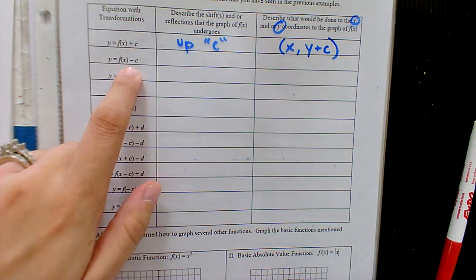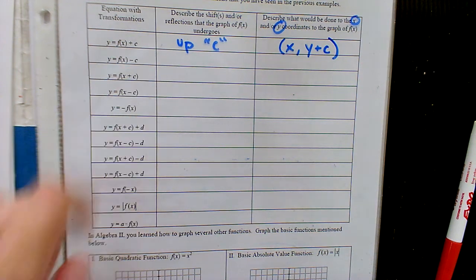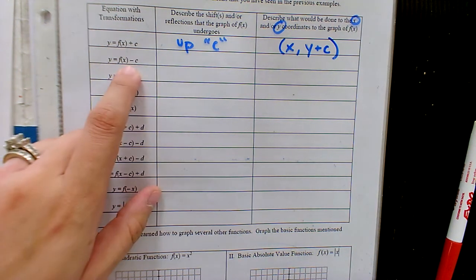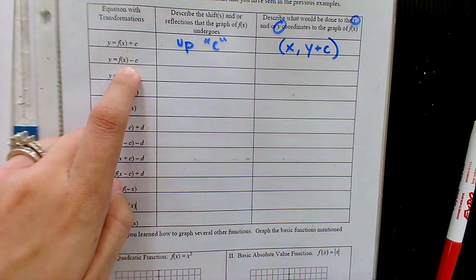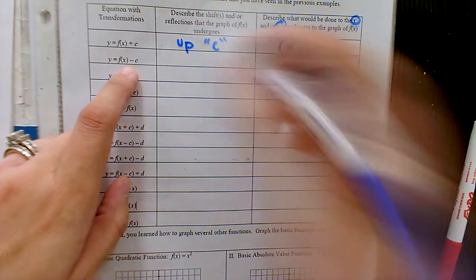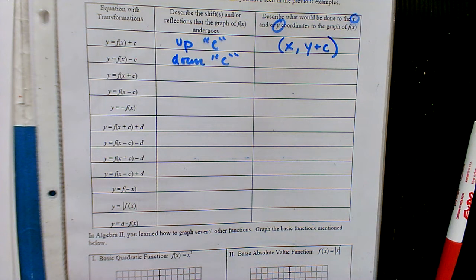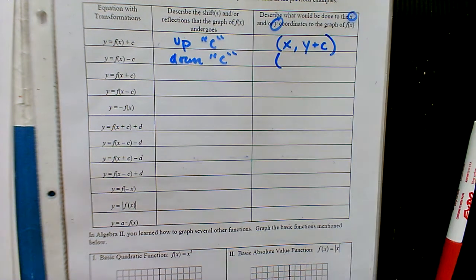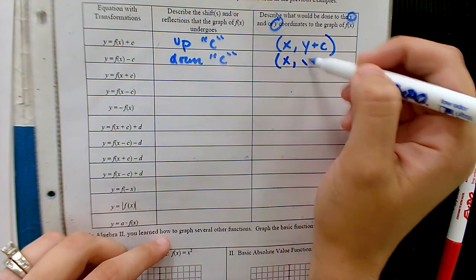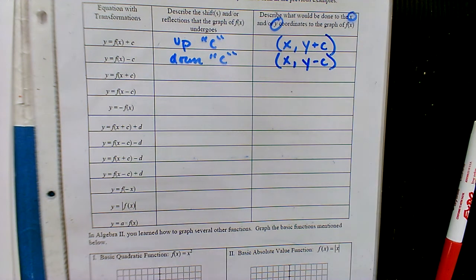All right, what if we subtract something on the end? Down, good. Down that many units. If you're moving a graph down, which variable are you affecting? The x or the y? The y. And if you're moving it down, you are decreasing, meaning minus. Good. So this would be y minus c.